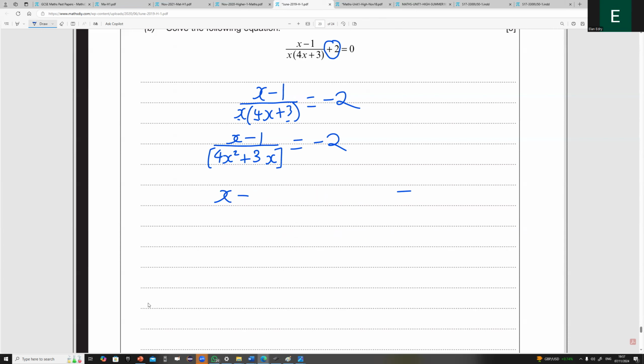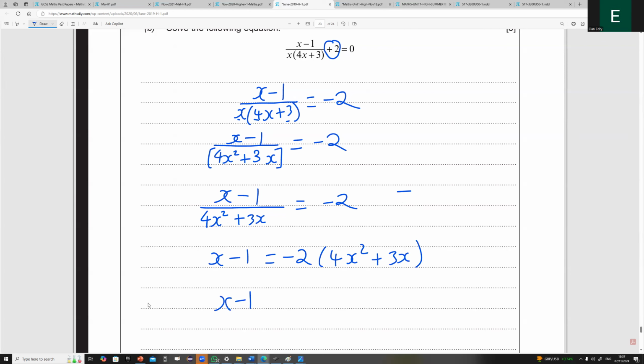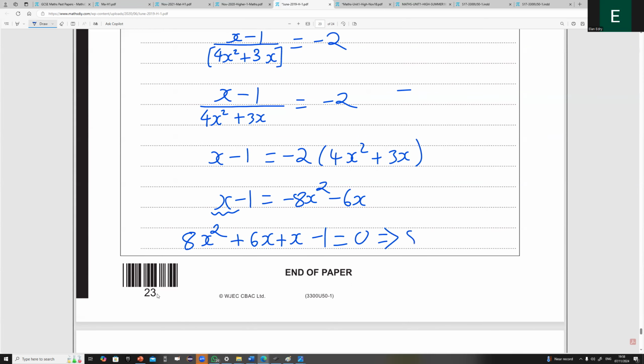So we should have x minus 1 over 4x squared plus 3x. Sorry. x minus 1 equals minus 2, 4x squared plus 3x in brackets. We get that. We could take everything over to the left-hand side. So adding 8x squared to both sides, add 6x to both sides. We've still got this plus x here and the minus 1. And we could simplify. So 8x squared plus 7x minus 1 equals 0.